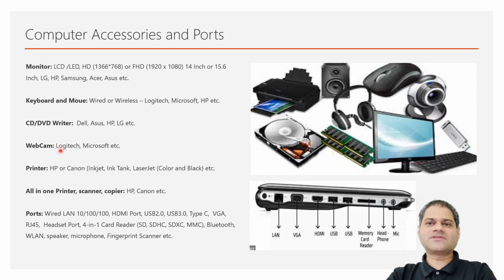Most laptops come with an inbuilt webcam, or you can buy one separately in case you don't have one. Logitech is the most common one. Another thing is you can use your mobile phone camera as a webcam with your laptop or desktop by installing an app like IVCam. When it comes to printers, you can select inkjet, inktank or laserjet.